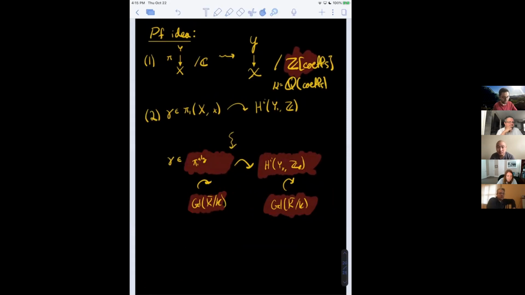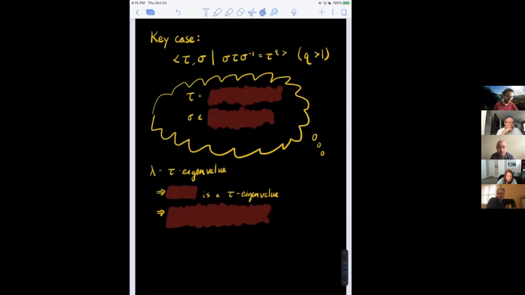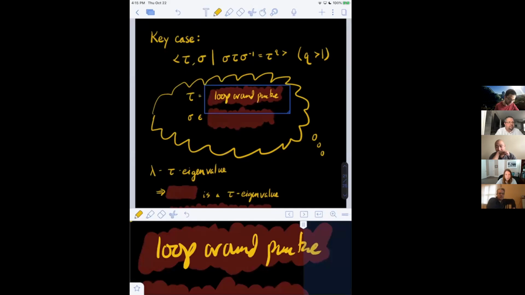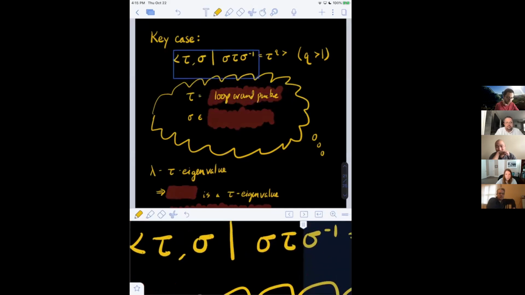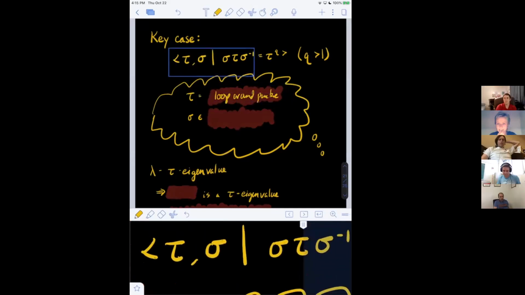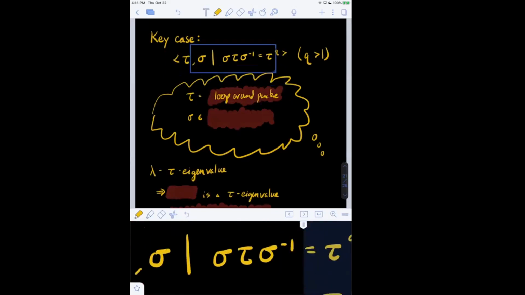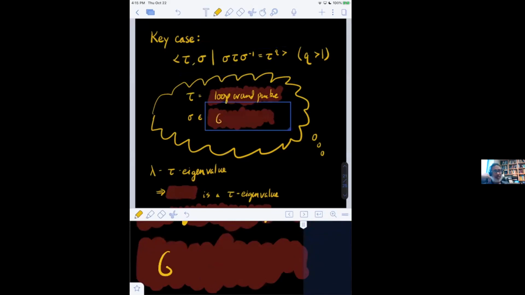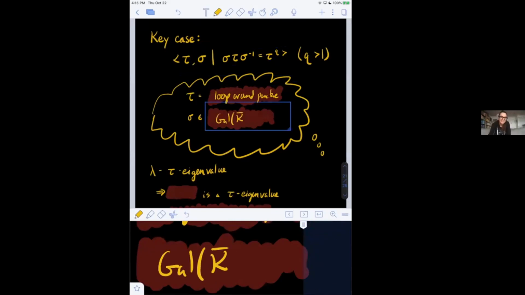Okay, so let me just tell you what the key case is. So the key case is where we think about the situation where we have a loop around a puncture. So this is our loop around a puncture that we're interested in studying. And suppose we have another element, sigma, acting on it. So when we conjugate tau by sigma, we get tau to some power. And you're supposed to think sigma here is in the Galois group of this interesting field, wherever.